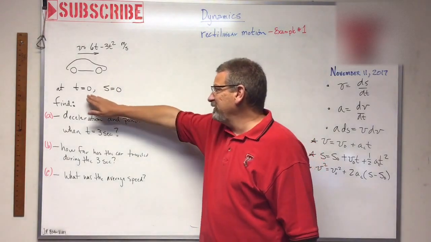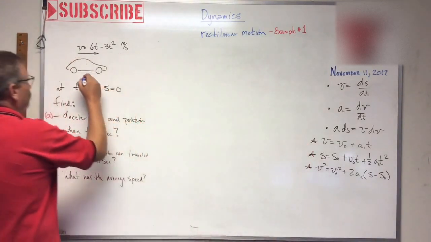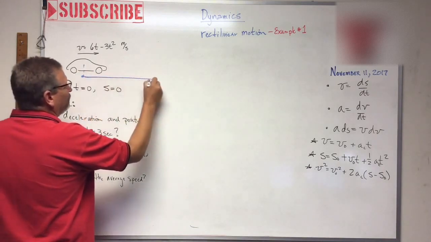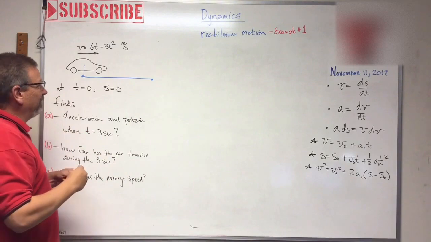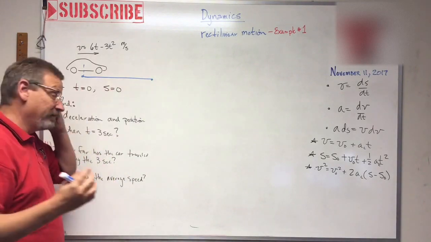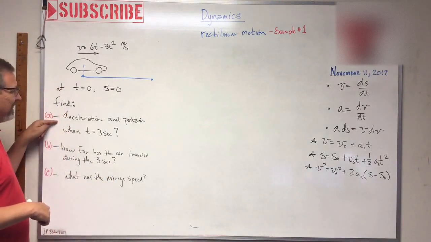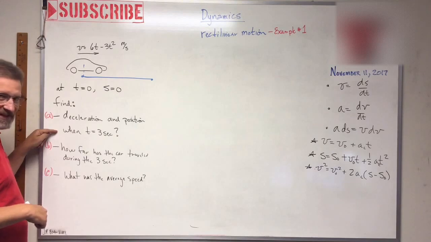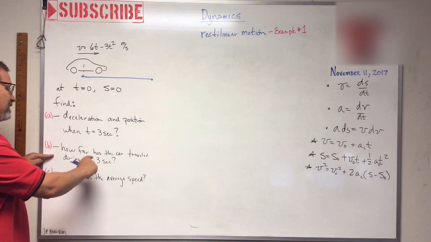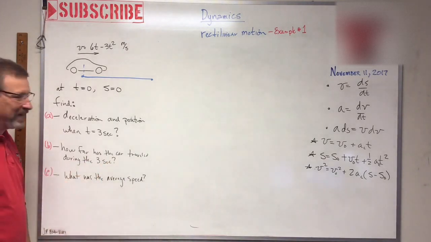They tell us at time 0, the displacement is 0. So this thing is going to start off, let's just call this the origin, and it's going to go out to some point. Now, if the time is long enough, it may go out and it may come back. I don't know if it's long enough or not, but let's see. Find the deceleration and position when t equals 3 seconds. Find how far the car has traveled during those 3 seconds and find out what the average speed was.